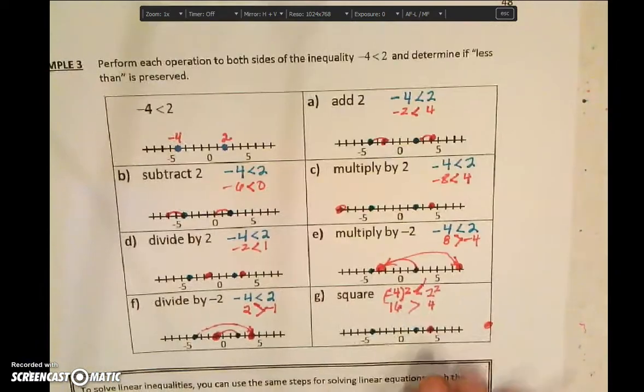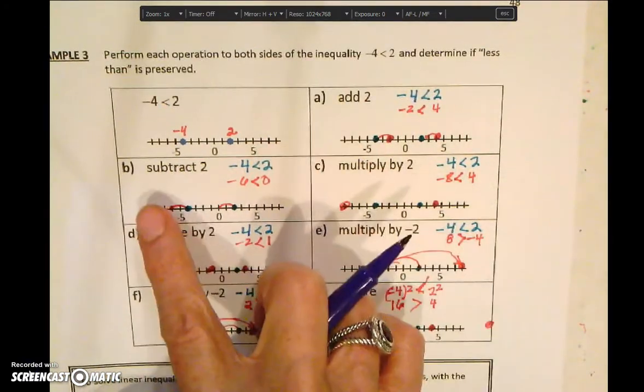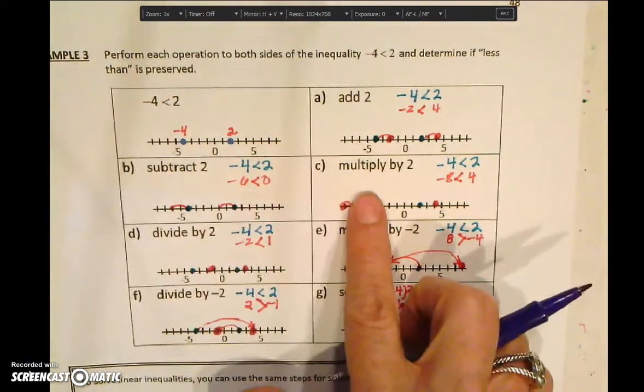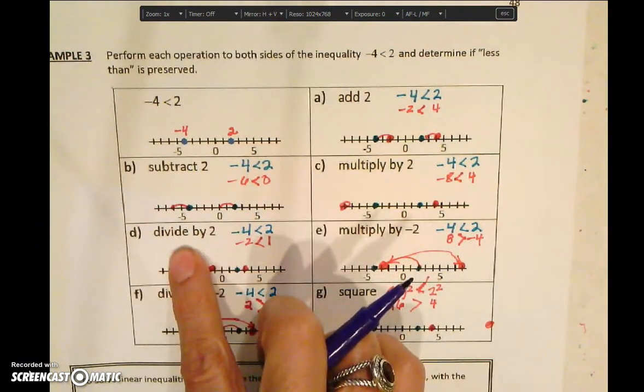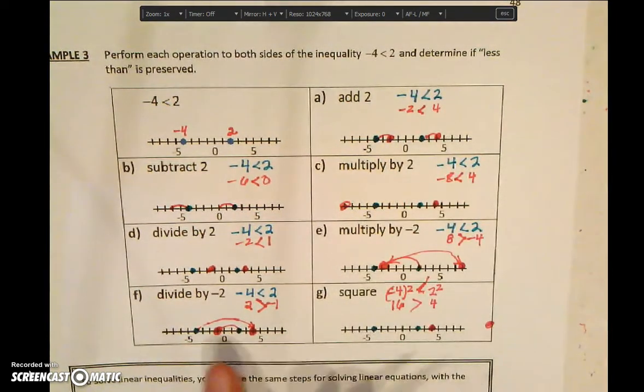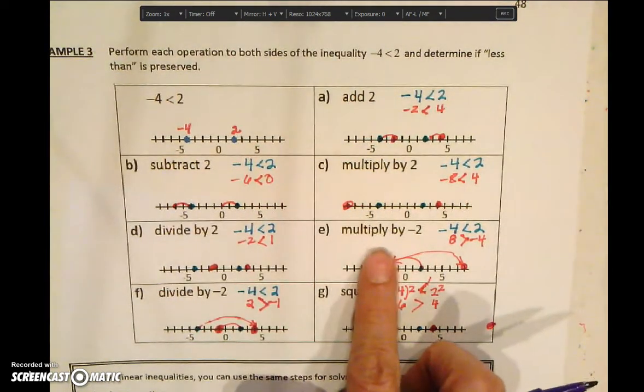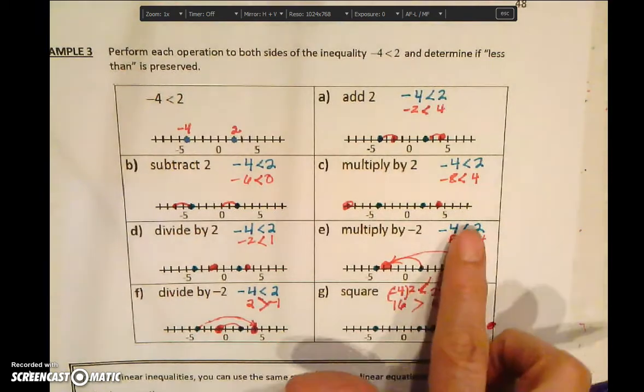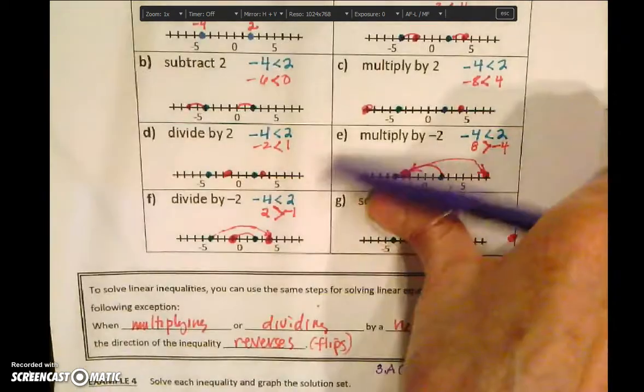So reviewing, we can add or subtract or multiply by a positive or divide by a positive, and our inequality signs will stay the same. However, when we multiply by a negative or divide by a negative, our inequality signs will reverse their direction.